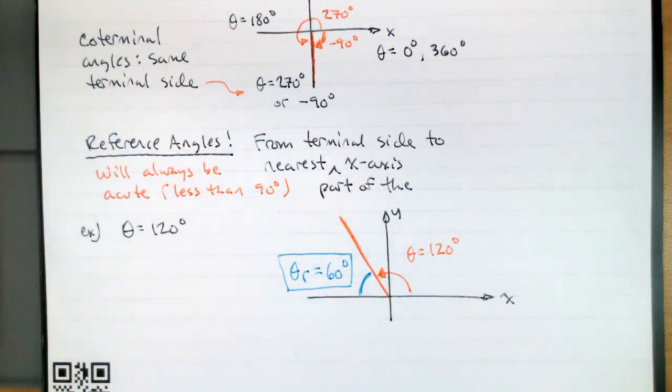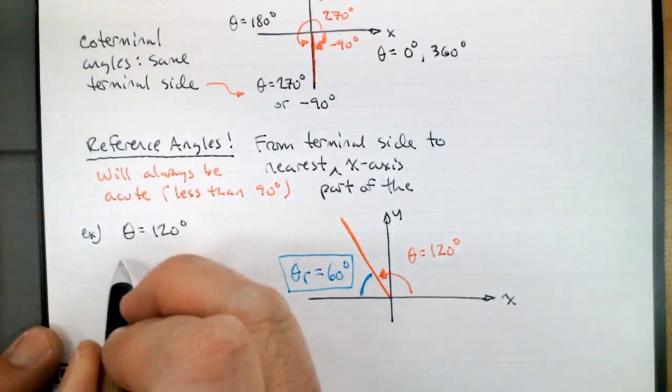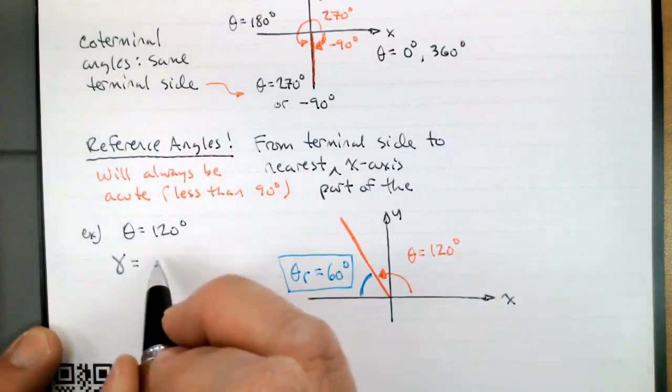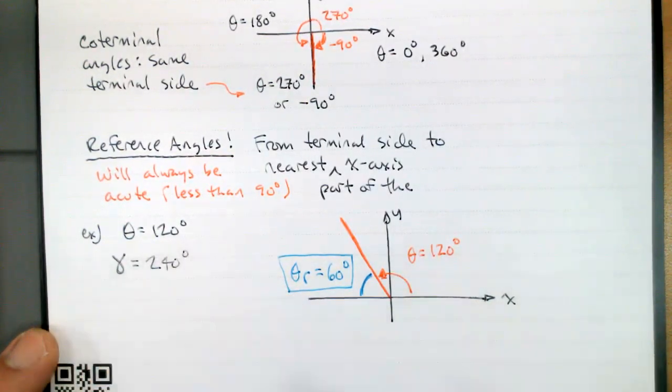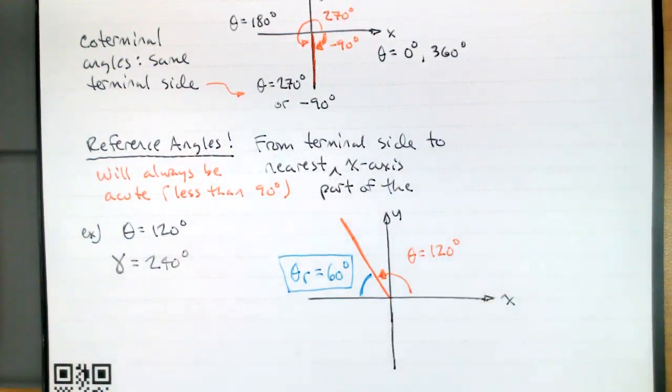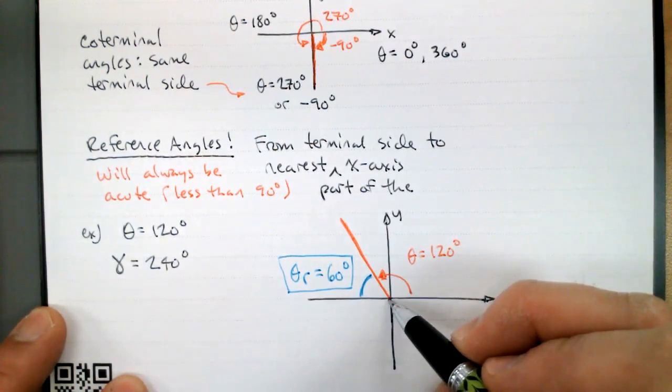Let's suppose that the angle gamma is 240 degrees. So if you think about a 240-degree angle, we'll start at the positive x-axis, start going around counterclockwise. 90 is at the positive y-axis. 180 is at the negative x-axis. 270 is at the negative y-axis. So a 240-degree angle will be in quadrant 3.